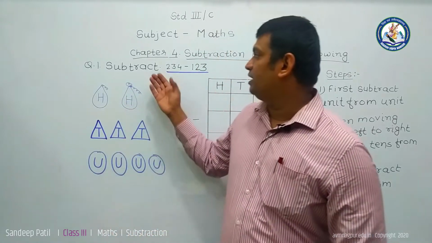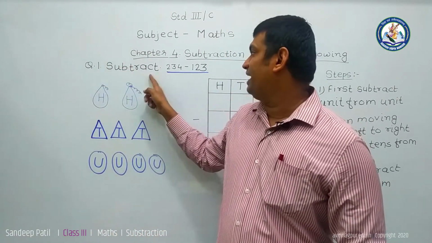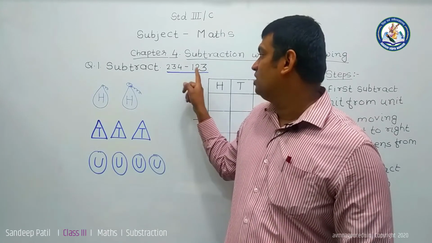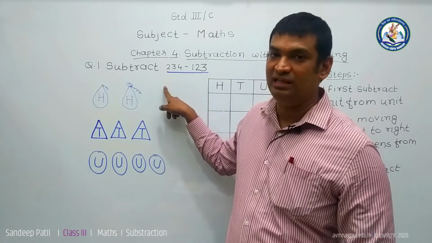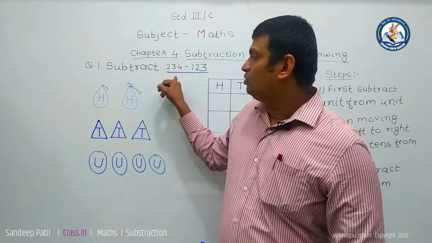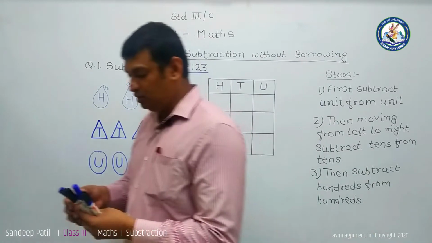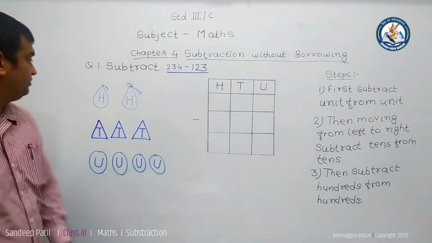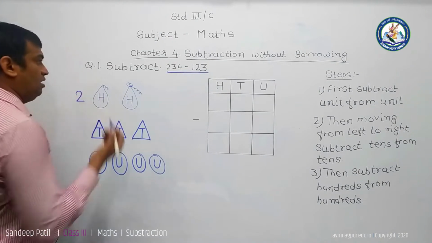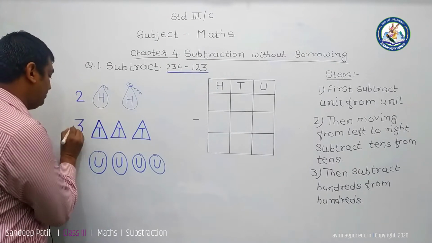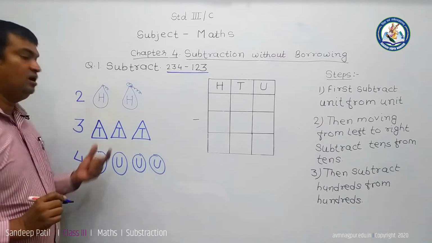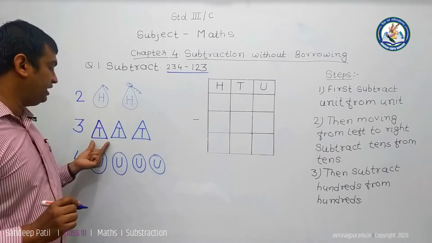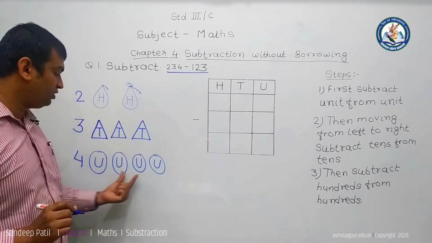So what do we have here? We have a question here, subtract 234 minus 123. That means we have to minus 123 from 234. Now in 234 we have 2 hundreds, 3 tens and 4 units. Now here we have 2 hundreds, 3 tens and 4 units.